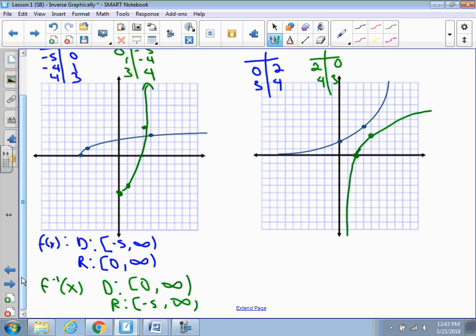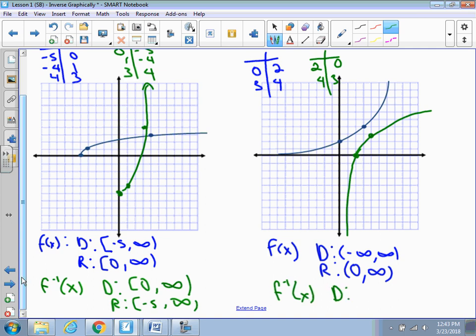Okay, so the initial function had a domain from what looks like negative infinity to positive infinity. And a range, it looks like from 0 to infinity, but it looks like there's an asymptote there. So I'm going to put a parenthesis as opposed to a bracket. Now my inverse is going to be the reverse of that, or that's what the pattern has been. So my domain, yep, it's 0 to infinity, and my range is from negative infinity to infinity. So those are our notes for today.